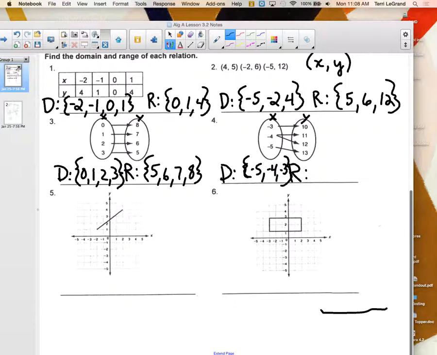Abby, range. 10, 11, 12, 13, 14. Okay, here we go.